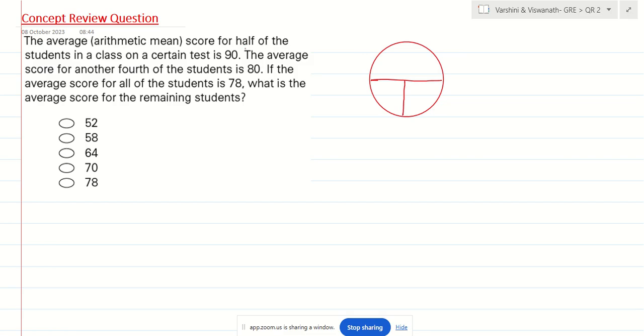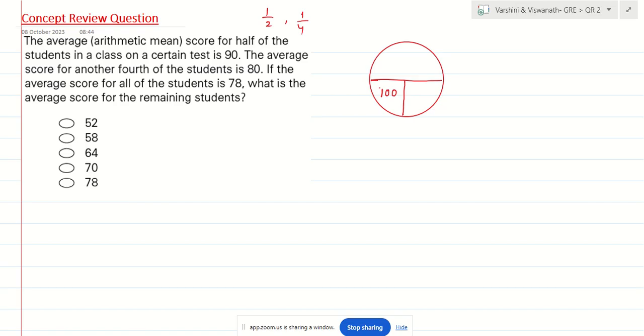What is given as the fraction? 1/2 given, 1/2 given, 1/4 given. That's all, no? So what is a good number we can assume? 180, 160, any other good number? 100. No? Total is, let's say, 100.